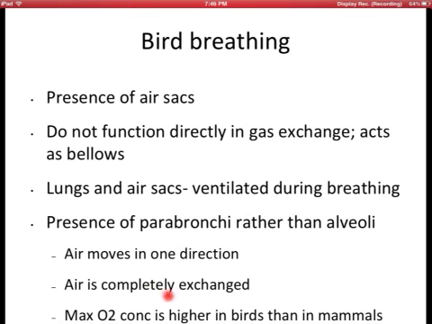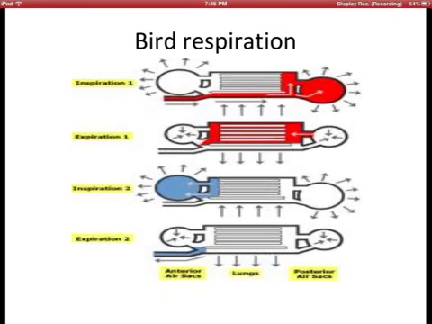Air is completely exchanged, so there is no residual volume. Maximum O2 concentration is higher in birds than in mammals because of non-existence of residual volume. So, paano ba nagwo-work? Para maka-exhale ang ibon, dalawang cycle ng breathing. So, anong gagawin? Inhale siya.